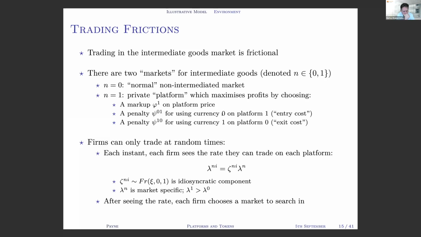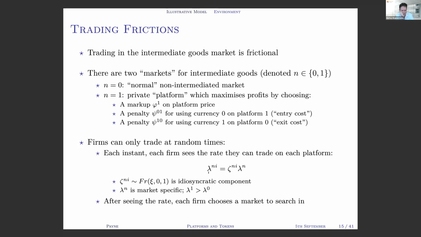Okay. And then the difficulty with these markets is the firms can only trade at random times, right? And this is where the advantage of the platform is going to come in. So each instant, each firm sees the rate at which they're going to be able to trade on each platform, right? So they get an idiosyncratic draw of a rate. Well, so they have a rate, lambda ni, right? It has two components. One part is going to be an idiosyncratic component, and the other part is going to be specific to the market they're going to.